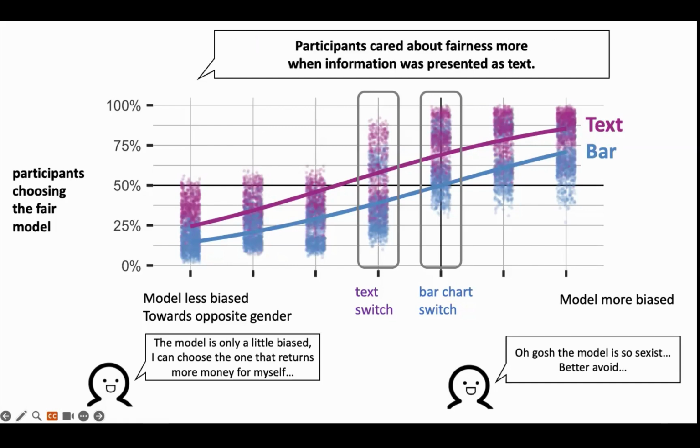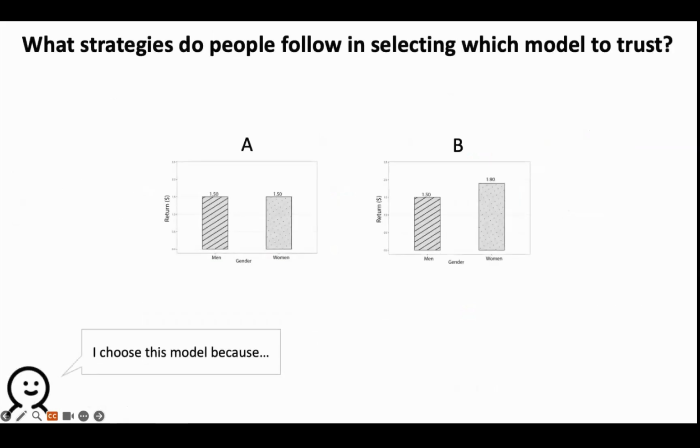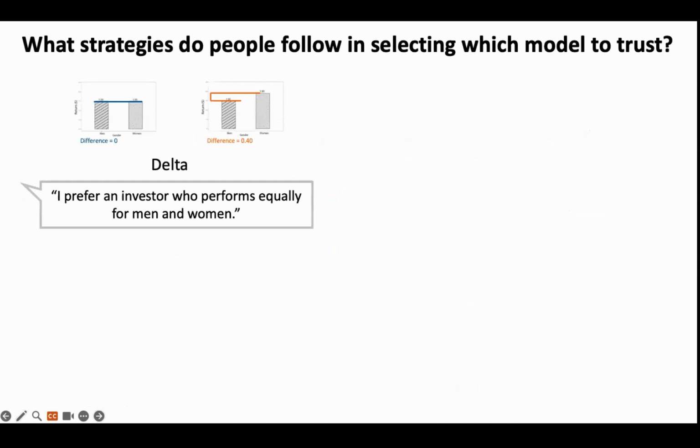And so they care more about fairness when the information was presented in text. I want to look into why that happened. So when you have a visualization like this and you ask them why they chose this model, different people use different strategies. Some people compare the amount of difference between the bars, and they're like, okay, I'll make more money in that model because that bar is taller.